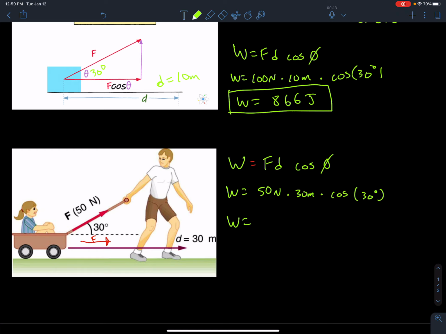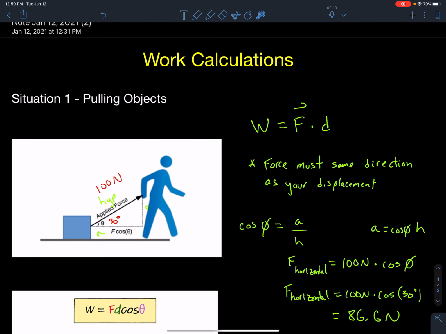All right, so in this case, the guy puts in 1,299 joules. Okay, a little bit more work, but that's because he went a larger distance. And he would have to, again, get that energy from somewhere, and that would be in the form of chemical energy. So that's sliding or pulling objects.